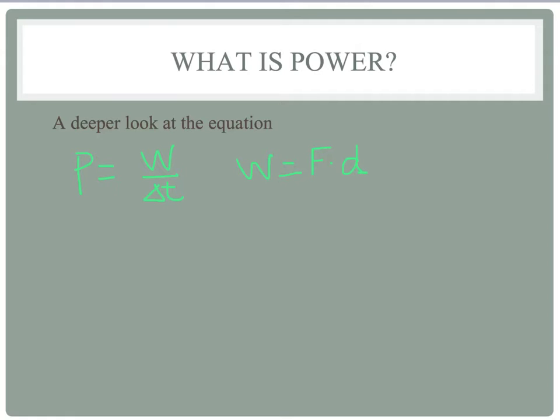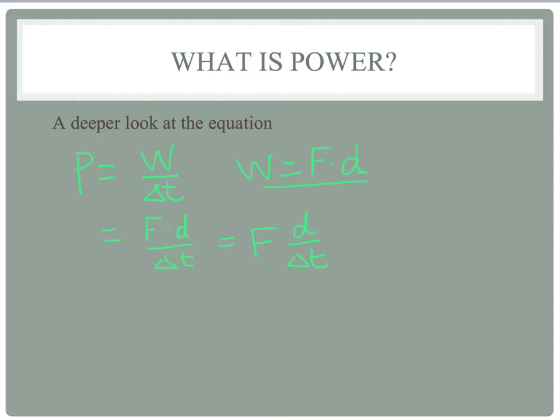So we're going to take a little bit to look at the equation, okay, because we know that work equals force times distance. So we can take that and plug that into our equation for power, and we end up with force times distance divided by a change in time. Now if we look at this and rearrange it a little bit, we could write it like this.